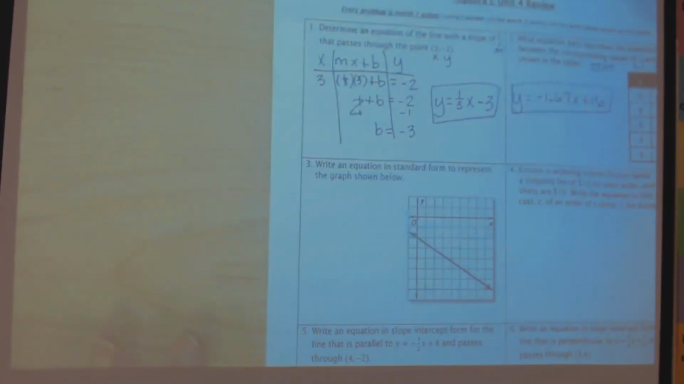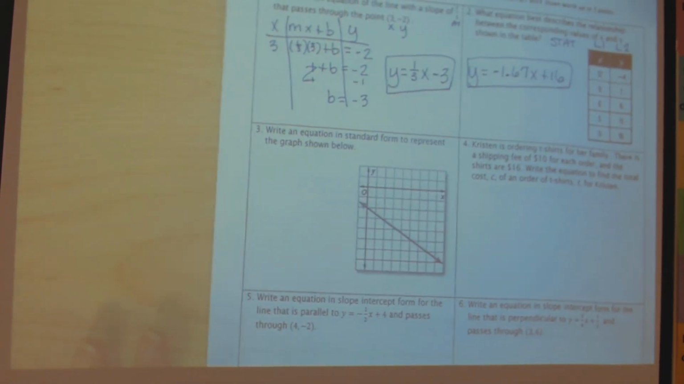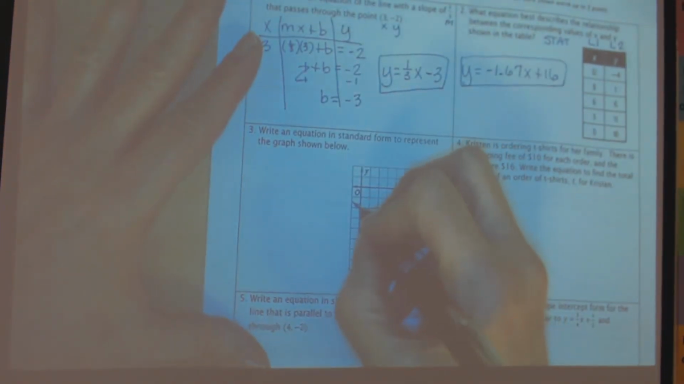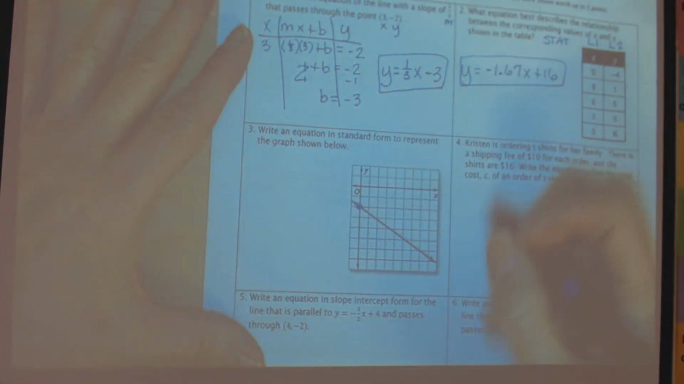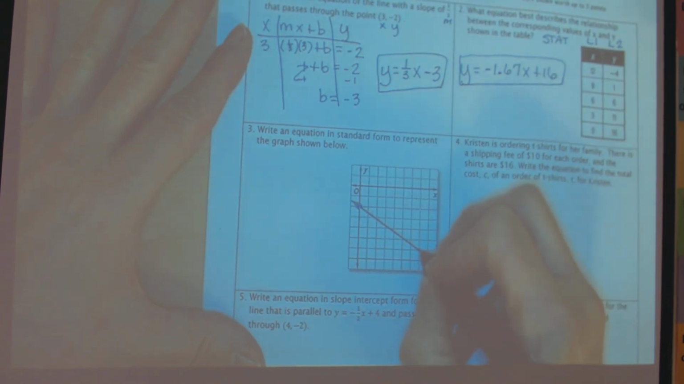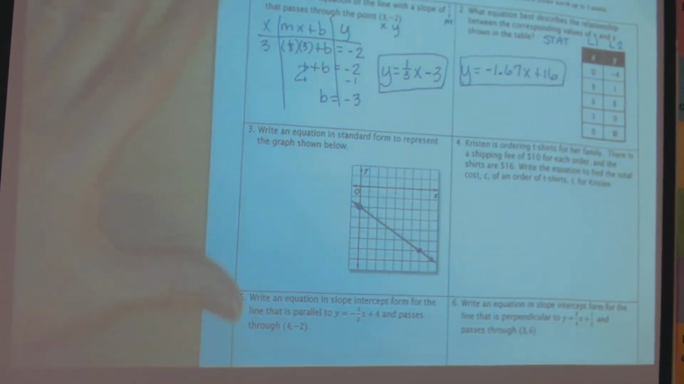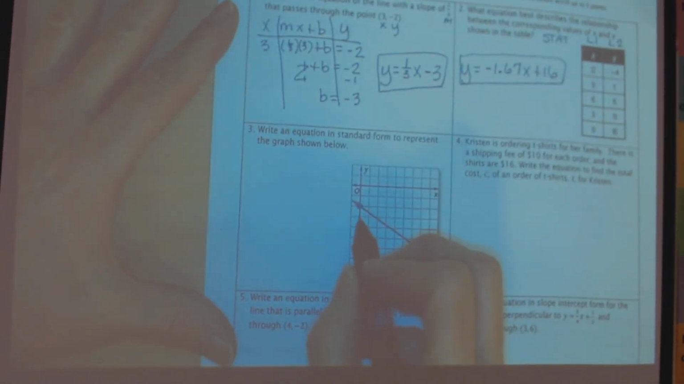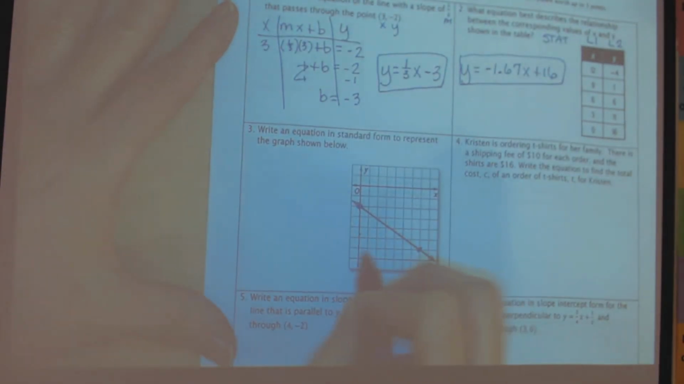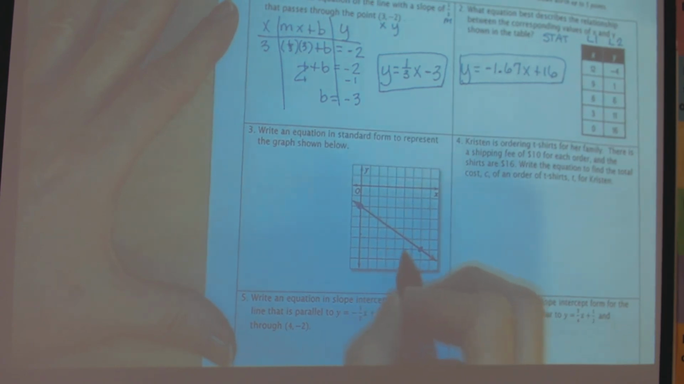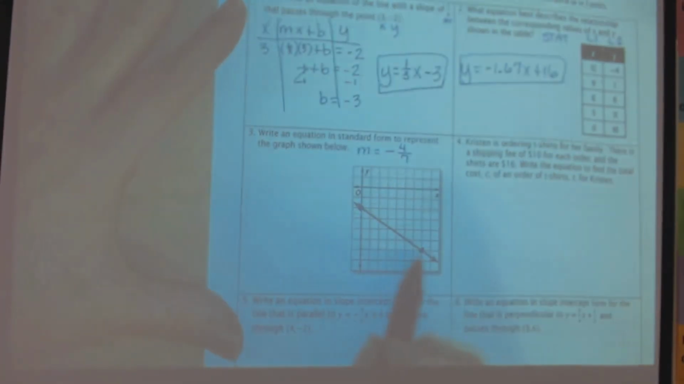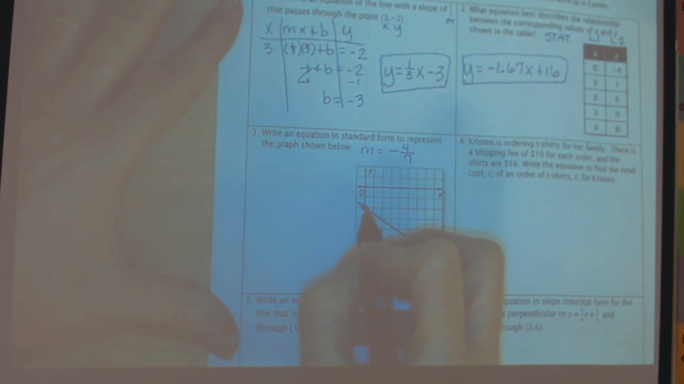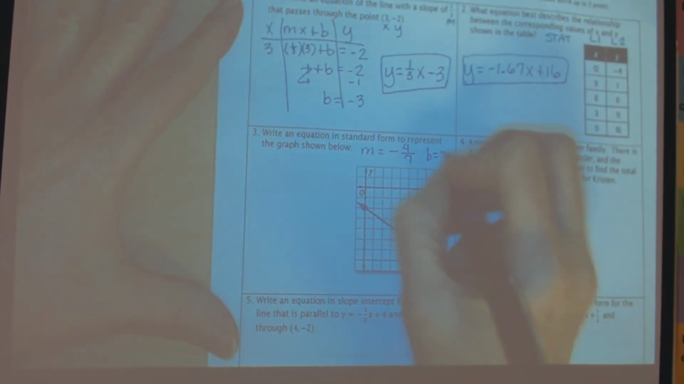Okay, next we have write an equation in standard form to represent the graph below. Well, here I see a y-intercept and another spot where there's a point is right here. So since I have 2 points, I can find my slope by just counting. I'm going to go down 1, 2, 3, 4, and to the positive 1, 2, 3, 4, 5, 6, 7. So my slope is going to be a -4/7 because I went down 4 and right 7. My y-intercept here is at -2.